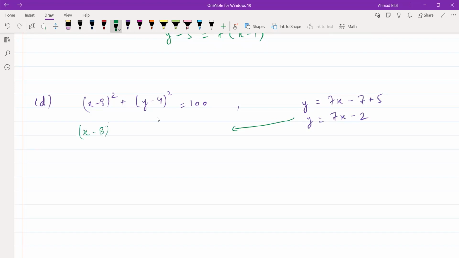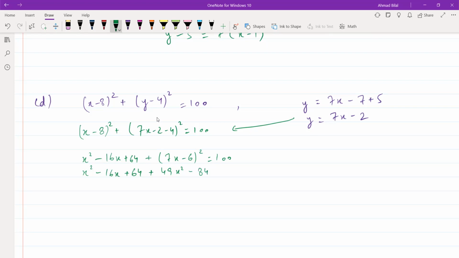It becomes x minus 8 whole squared plus 7x minus 2 minus 4 whole squared equals 100. Now you can solve this equation, right? So it's x squared minus 16x plus 64 plus 7x minus 6 whole squared equals 100. You simplify this a bit, it becomes x squared minus 16x plus 64 plus 49x squared minus 12 into 7, what's that, 84x plus 36 minus 100 equals 0.